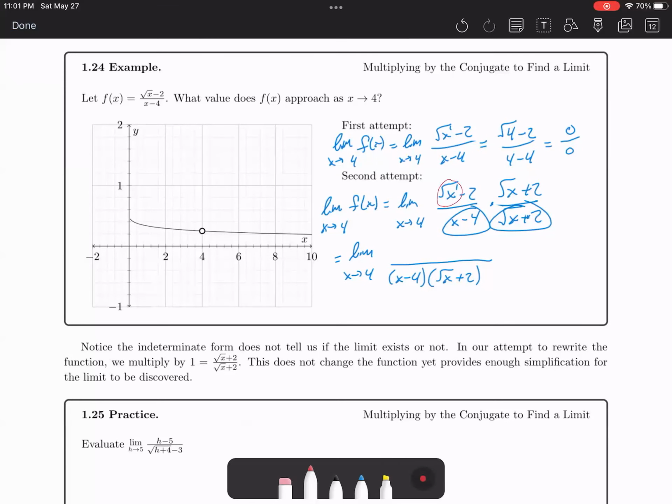So when the square root x hits the square root x, squared is x. When the square root x hits the plus 2, you have a plus 2 square root x. When the minus 2 hits the square root x, you have a minus 2 square root x. And when the minus 2 hits the plus 2, you have a minus 4.